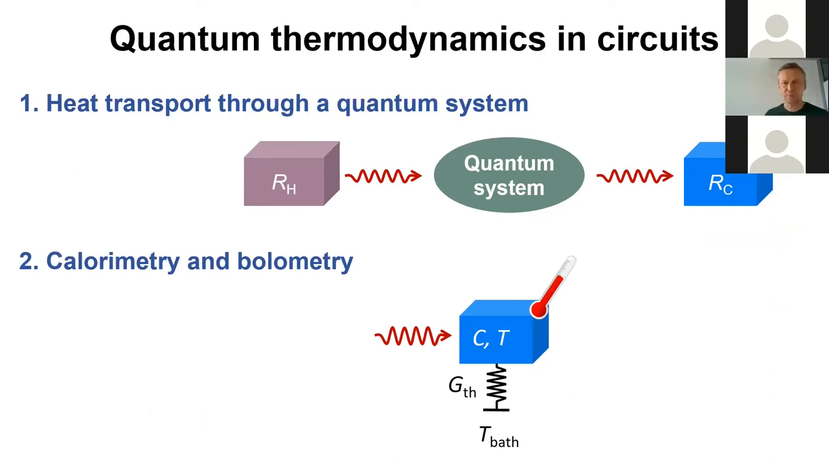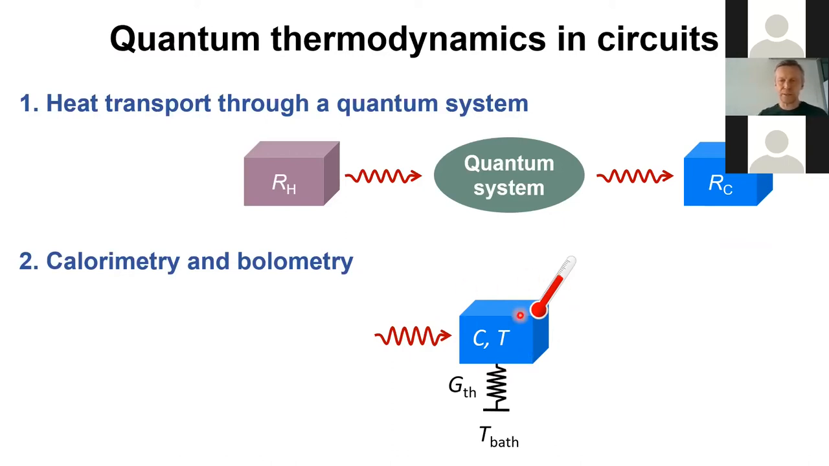So this is a bit of a repetition. I will spend quite a lot of time looking at heat transport through a quantum system. And as I said, the second element here is calorimetry and bolometry. It is important to also study systems where we have just a single observer coupled to the heat bath, so that it could work as a very sensitive detector of heat currents, even down to the level where one can monitor single events in the form of single photons.